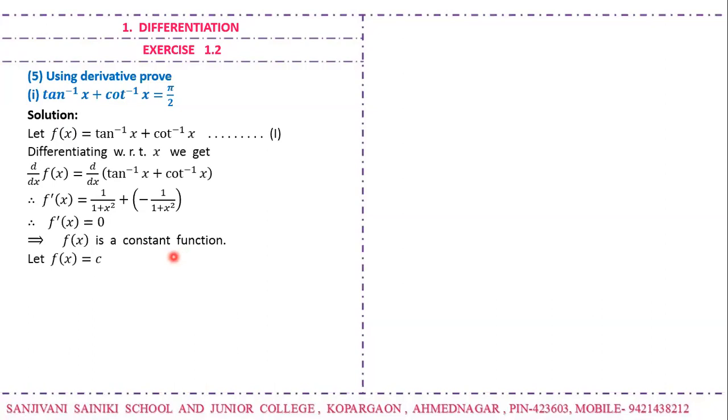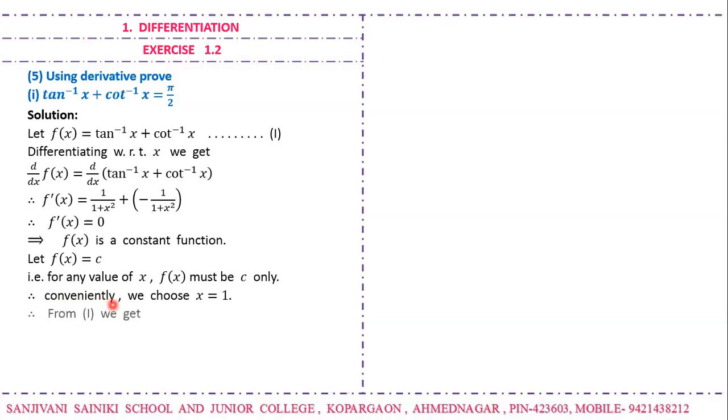So let that function be f of x is equal to c. So for any value of x, f of x must be c only. So instead of taking any value, I will take x is equal to 1 conveniently. So if you put x is equal to 1, f of 1 is equal to tan inverse of 1 plus cot inverse of 1.